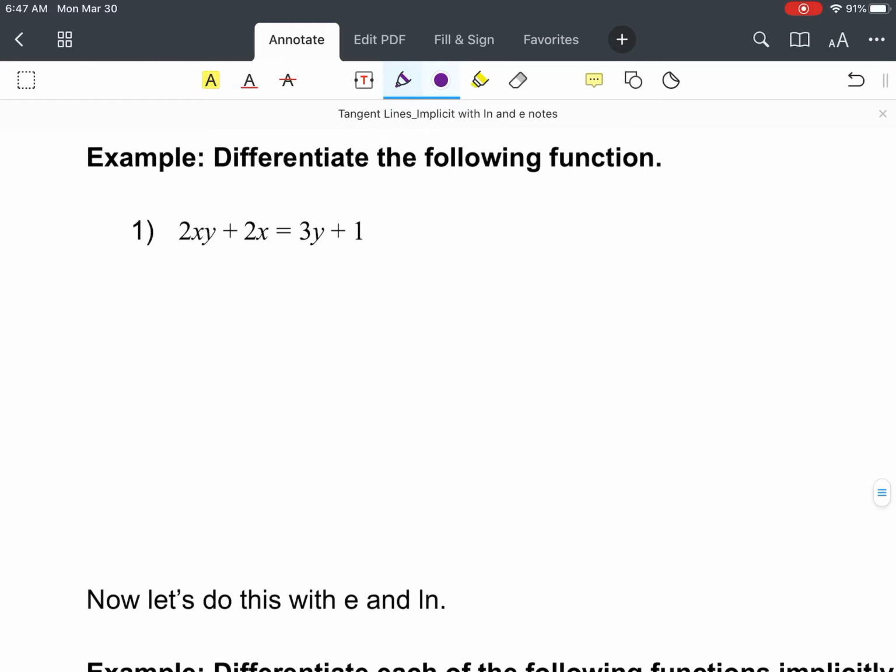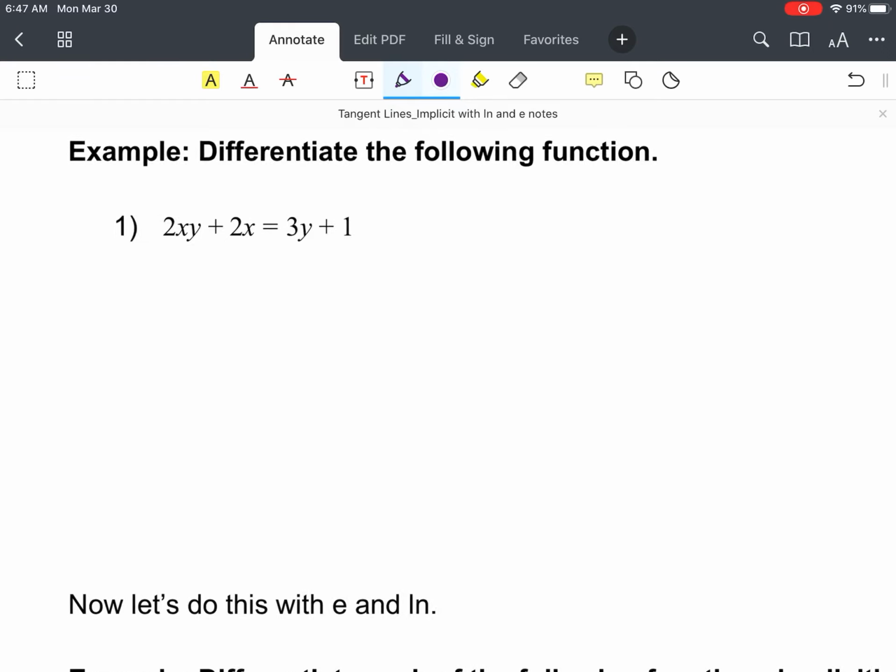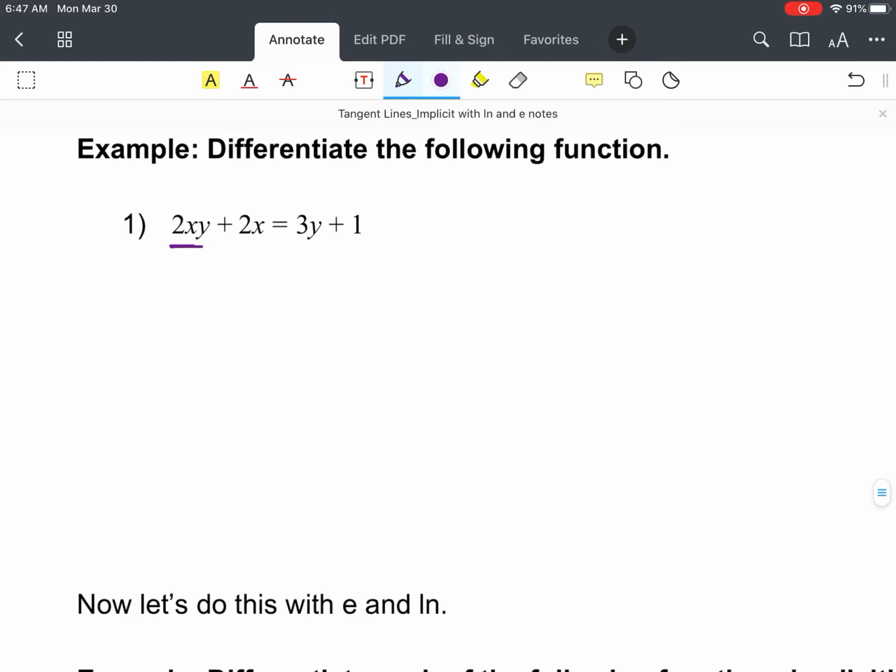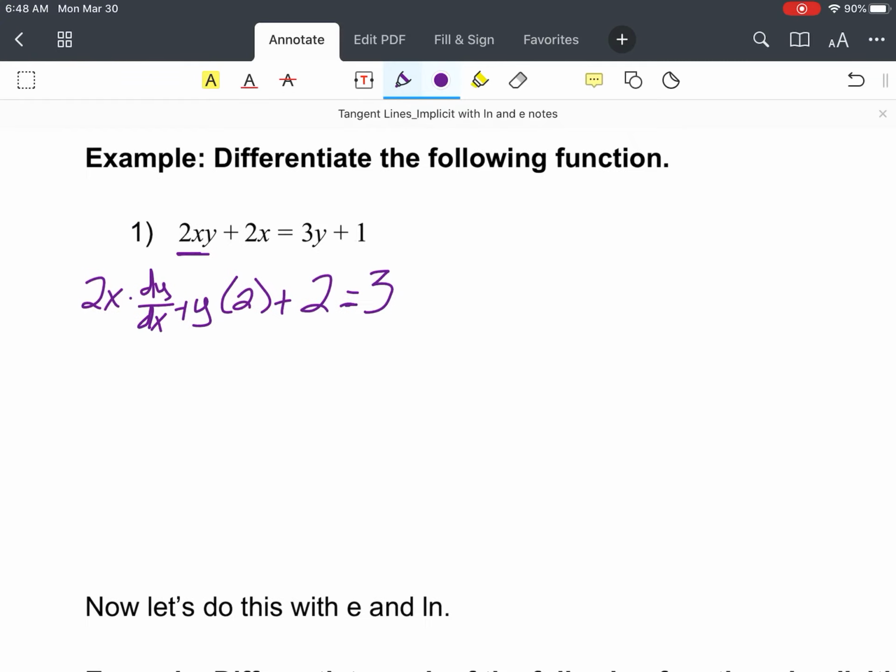Okay, so just doing it without the e's and ln's. Our first step was to take a derivative. Now, this first one is a product rule. So first, derivative of the second, plus second, derivative of the first. Plus, the derivative of 2x is 2, equals the derivative of 3y, which is 3 dy/dx. Derivative of 1 is 0.